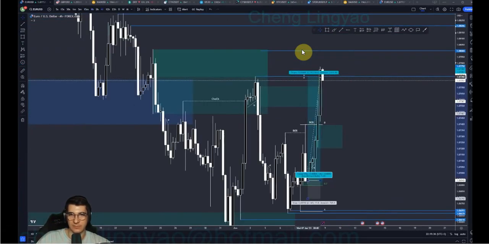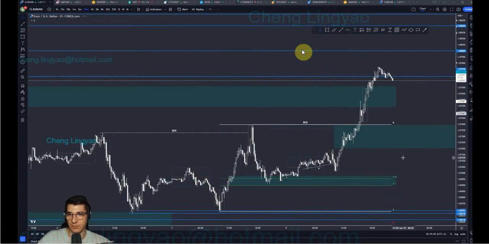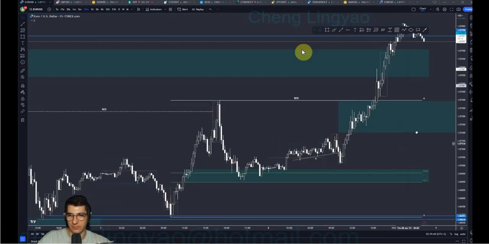You see how nice it was. If you target that, 85 pips, 1 to 5. A really clean trade today. My entry basically happened in London because I missed that entry.